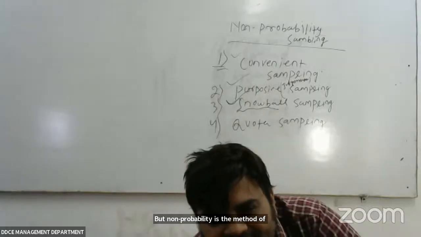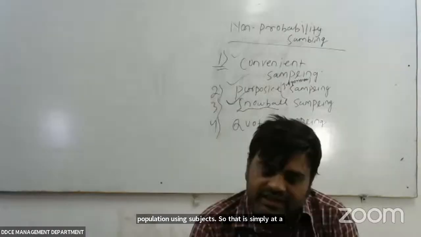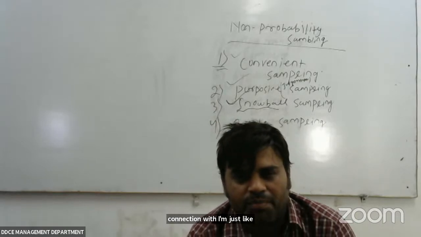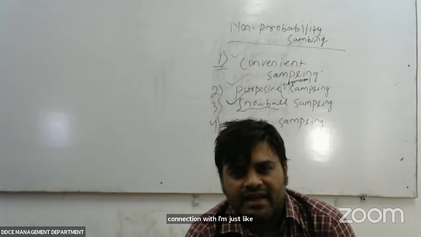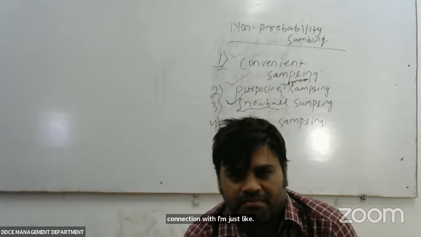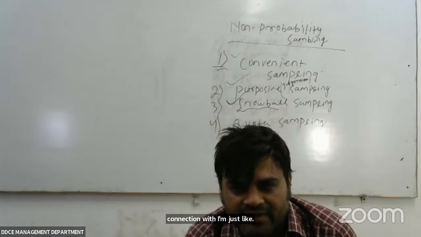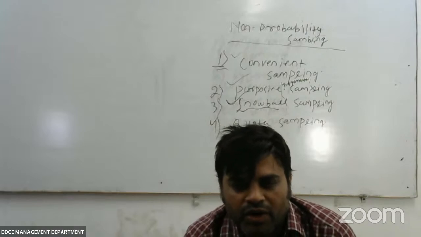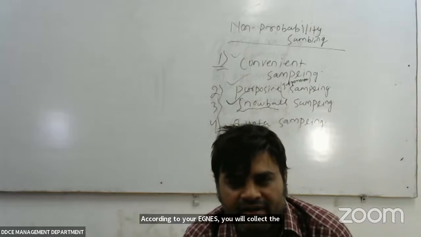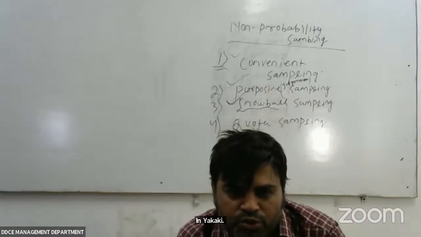So it is simply a collection, sir? See, we use non-probability sampling and also probability sampling, but in non-probability, all respondents are not considered. There is no equal chance that they will get the question. According to your easiness, you will collect the data. Are you getting my point? Exactly. Some respondents will be left out. Correct, sir.